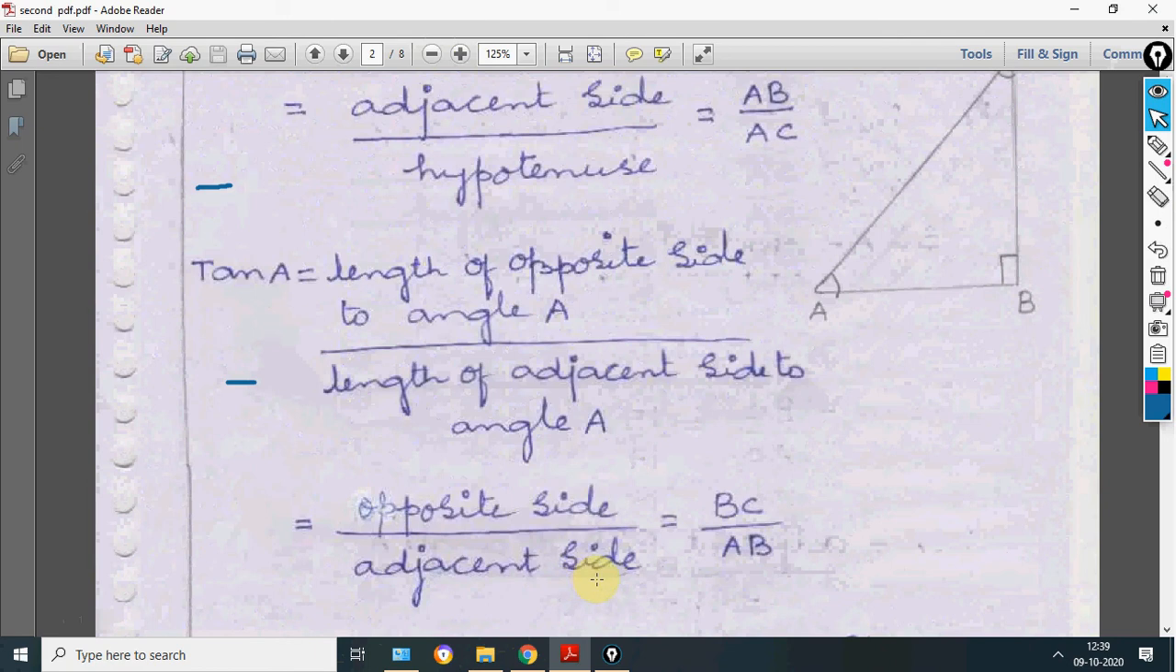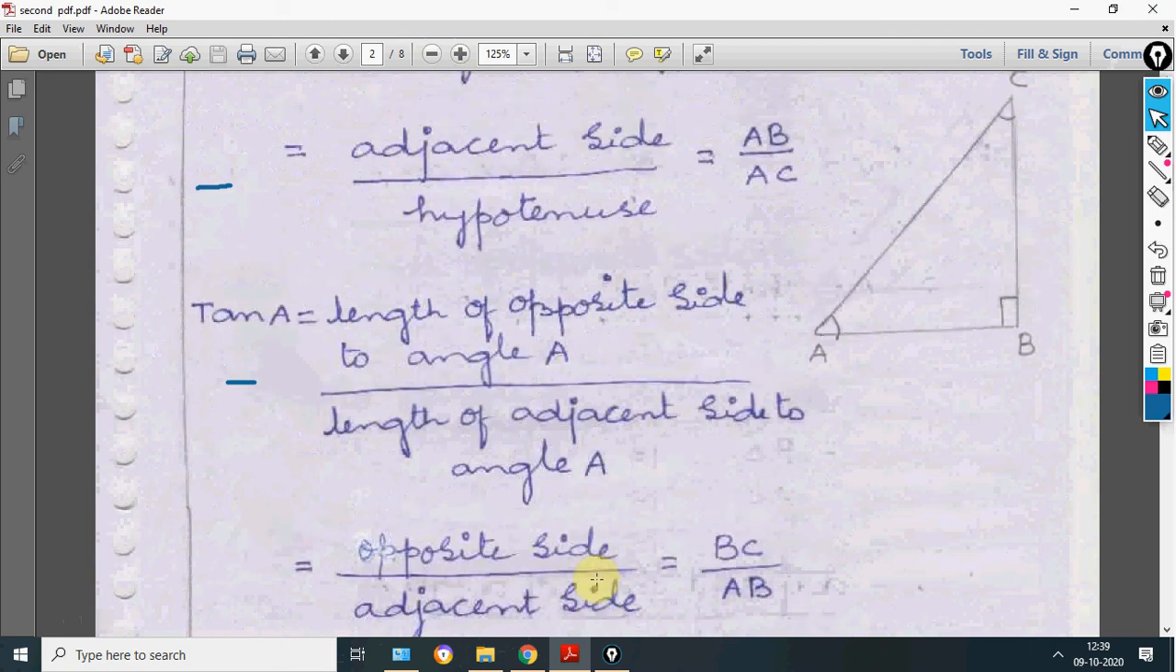What is the opposite side with respect to A? Where is A? Here. A is here. So what is the opposite side? This one, BC is the opposite side. Next, what is the adjacent side for angle A? This one, AB. So we are writing AB.